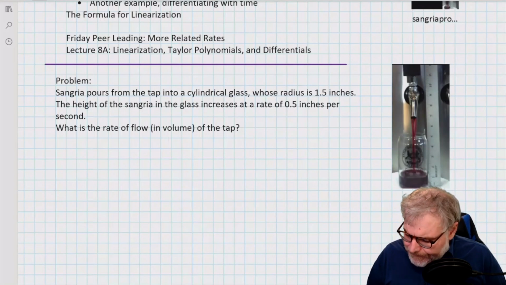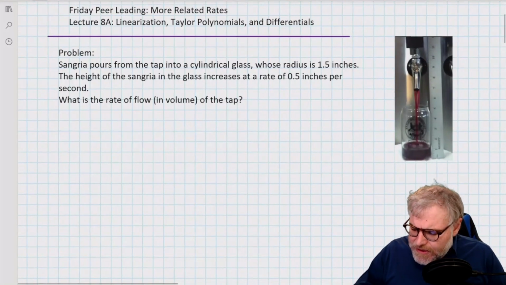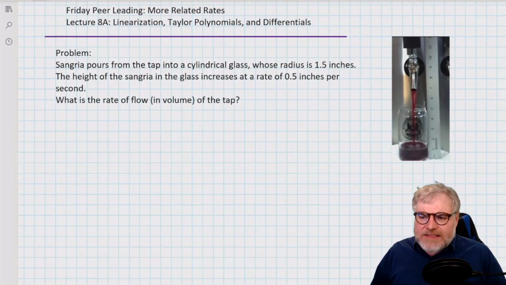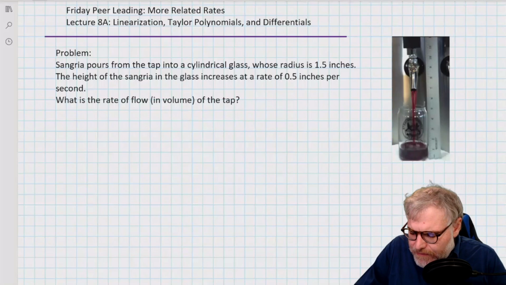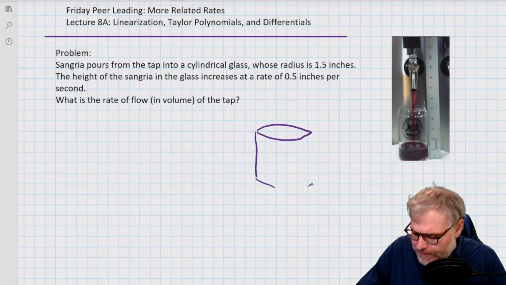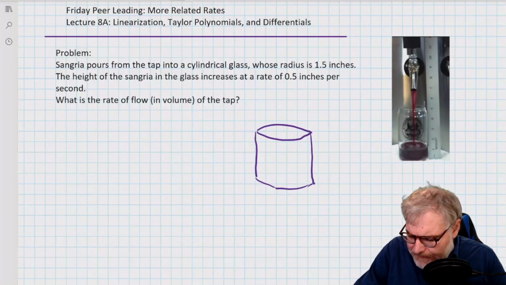Let's break it down. When I do these related rates problems, I need to know a few things. The first thing I really need is a picture. First thing you always ought to do is a picture. So let's draw a little picture about what's going on here. So I have this glass cylinder, and it's filling up with the sangria.